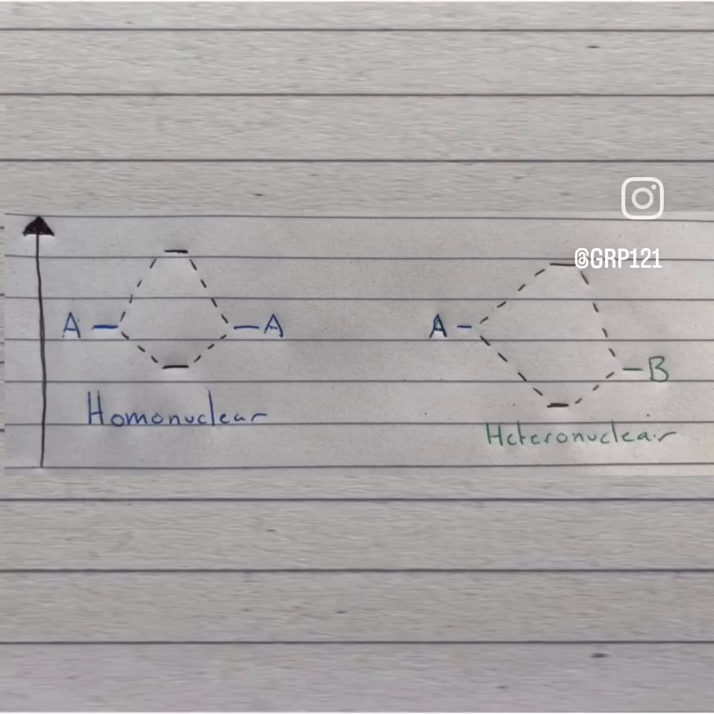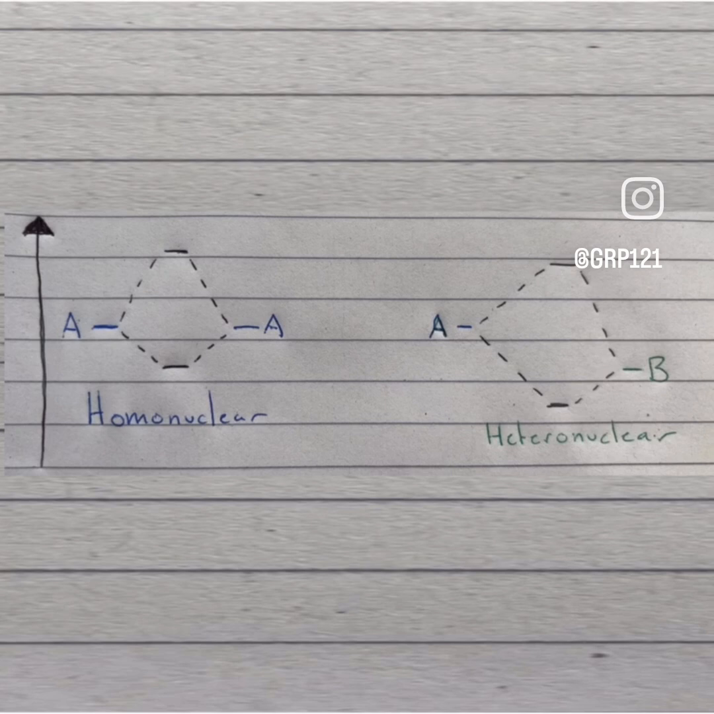So here we've got a drawing of what a homonuclear MO diagram would look like. And we also have a diagram of a heteronuclear system. And as you can see, the atoms in the heteronuclear system are on different levels. So when drawing the MO diagrams for a heteronuclear system, we have to take this energy difference into account.